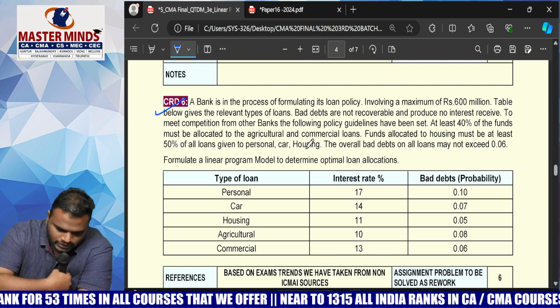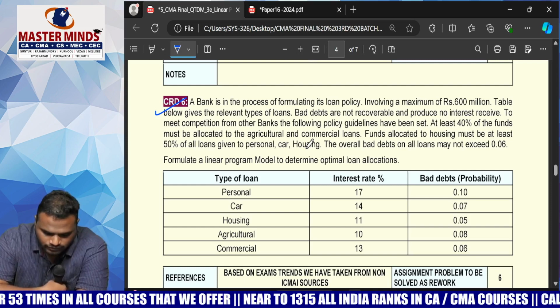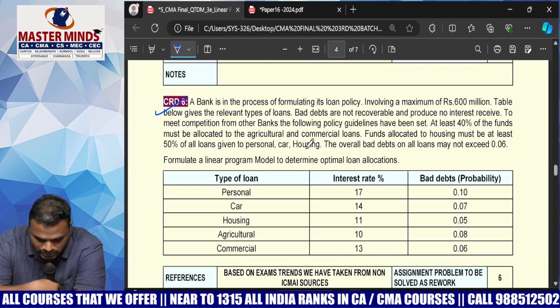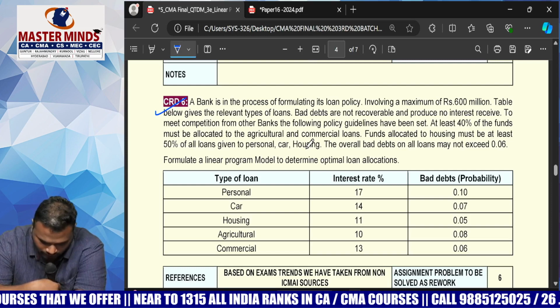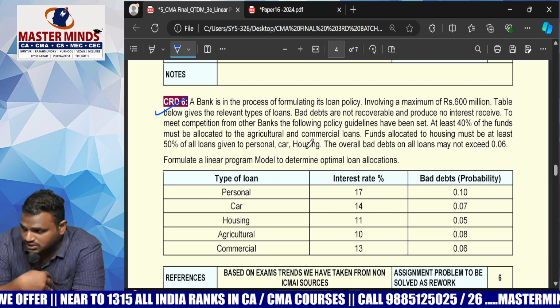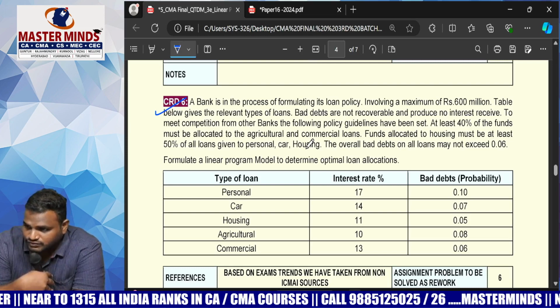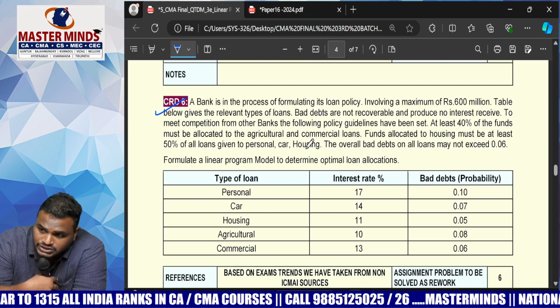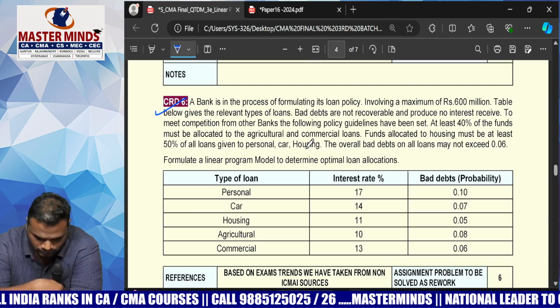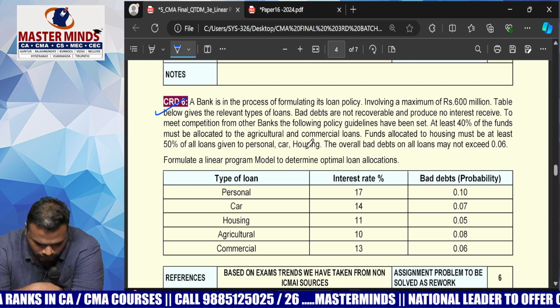Remember one thing: here there are 5 types of loans: personal loan, car loan, housing loan, agricultural loan, and commercial loan. There is also a probability of bad debts, and from those bad debts we do not receive any interest. Next, to meet competition from other banks, the following policy guidelines have been set.